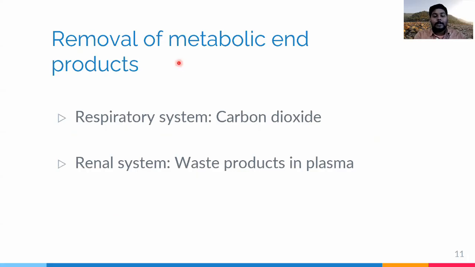Next, let us consider how these nutrients are then removed after prior processing as the metabolic end products from the extracellular fluid. This removal is majorly undertaken by the respiratory system in case of carbon dioxide and the renal system in case of waste products in the plasma. At the same time as the blood picks up oxygen in the lungs, carbon dioxide is released from the blood into the lungs via the alveolar membrane.